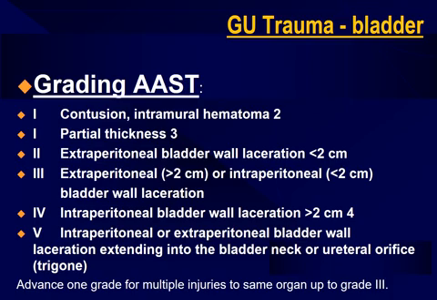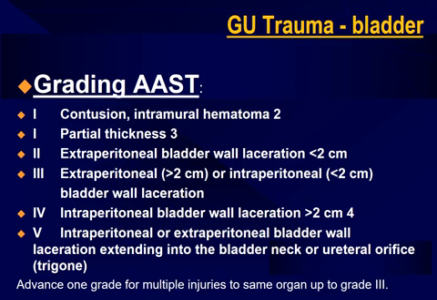Again, grading or staging is very, very important to determine how we should manage the case. Bladder trauma can be one of 5 grades. Grade 1, just a contusion with intramural hematoma within the bladder wall, and this is usually discovered on X-ray. Or partial thickness of the bladder is injured. This is also considered grade 1, but no extravasation.